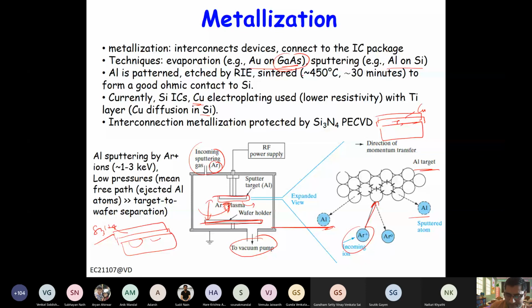Okay, with that we have basically reviewed the fabrication process. So we have discussed the metallization, the thermal diffusion or thermal oxidation, ion implantation, then rapid thermal processing, and the photolithography. So this is a brief review. So I will close here. If you have any question, you can ask me.